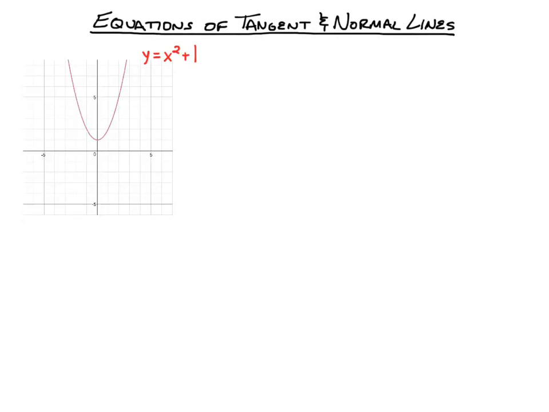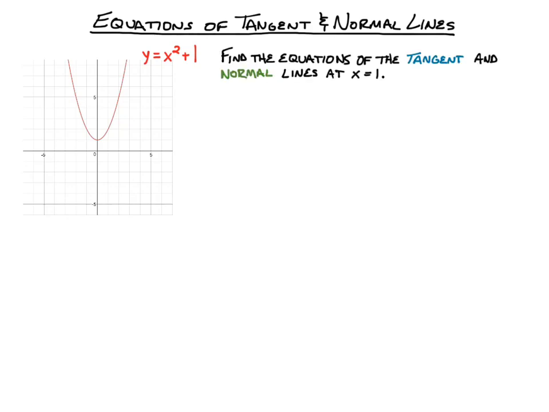Hey everybody, in this video we're going to talk about finding the equations of tangent and normal lines to a curve. Alright, so we've got this quadratic here, x squared plus 1, all kind of sketched out for us, and what we're going to do is find the equations of the tangent line at x equals 1 and the normal line at x equals 1.